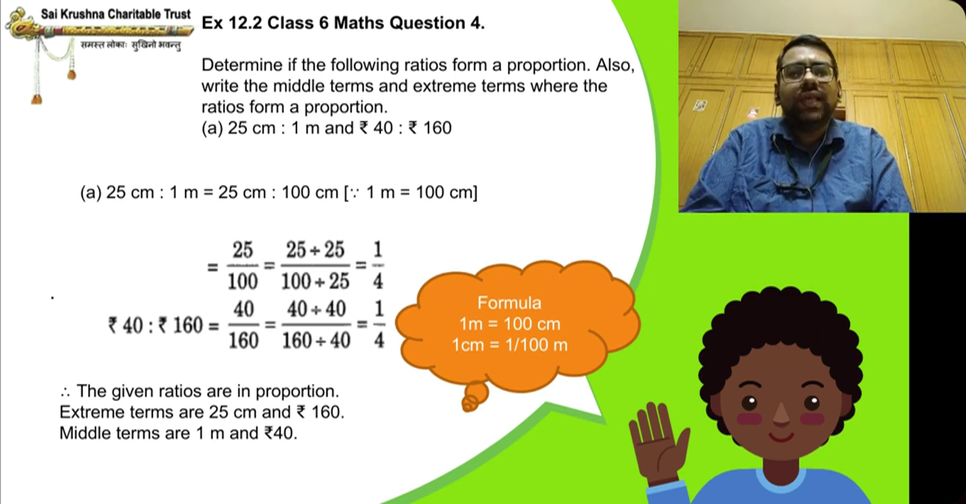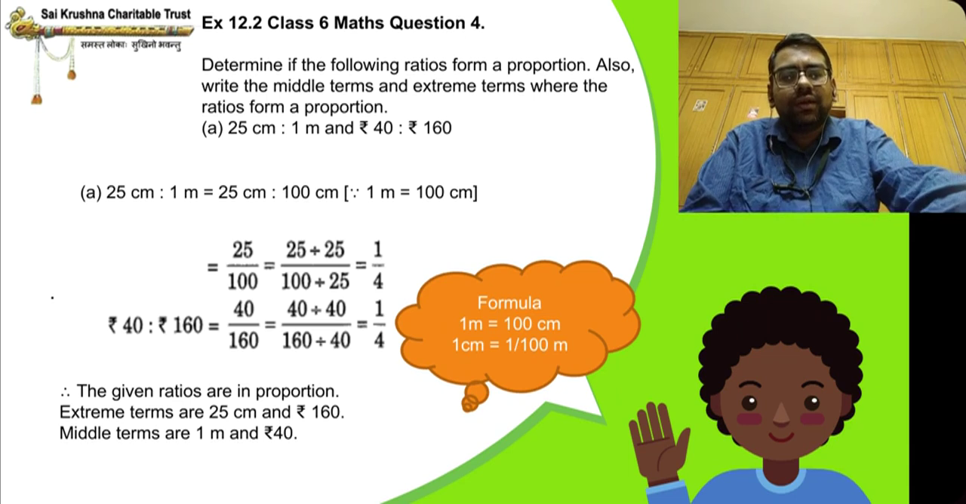40 is to 160 can be written as a fraction 40 by 160. We'll divide 40 and 160 by 40, because 40 is the HCF of 40 and 160, and we will get 1 by 4. Given ratios are in proportion. Extreme terms are 25 centimeter and rupees 160. Middle terms are 1 meter and rupees 40.